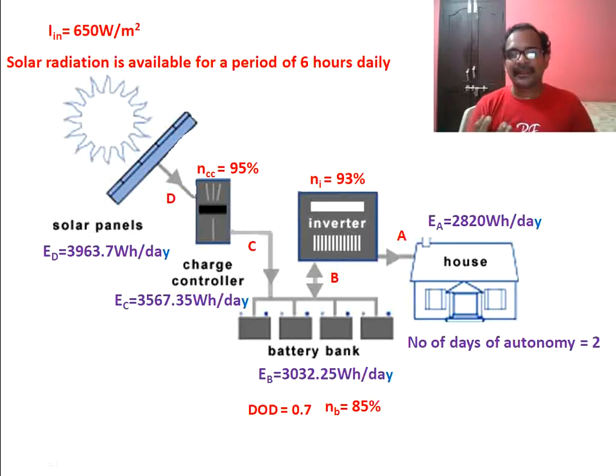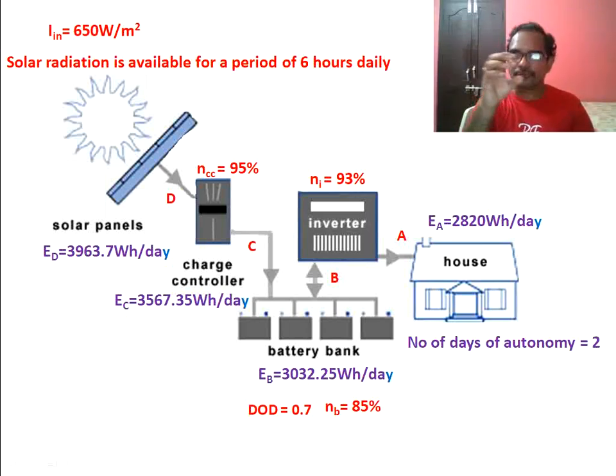In order for the battery bank to store 3032.25 watt hours per day, because the efficiency of the battery is not 100%, it is only 85%, there will be 15% losses. 15% more amount of energy has to be supplied by it. So 15% more energy will be 3567.35 watt hours per day.